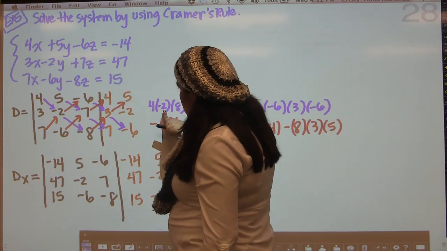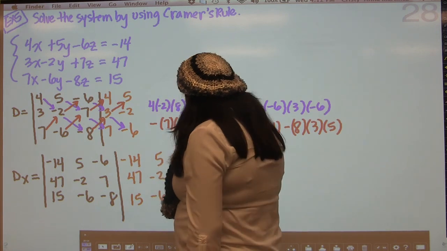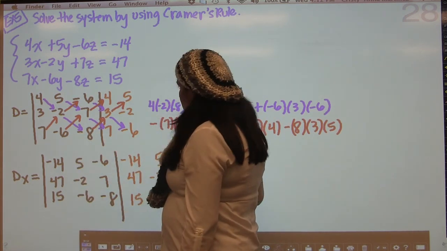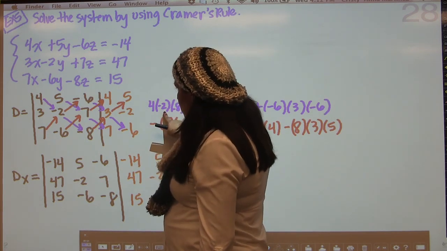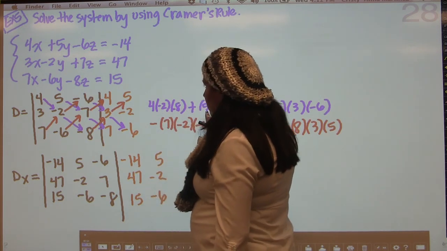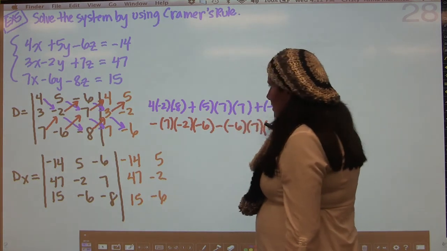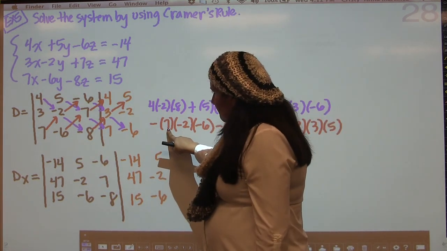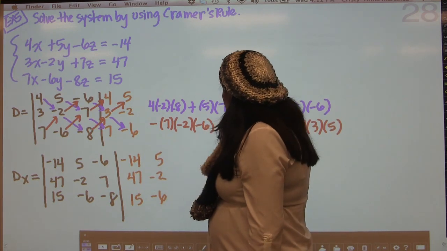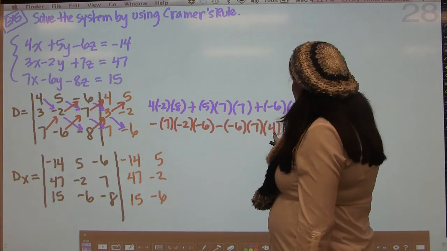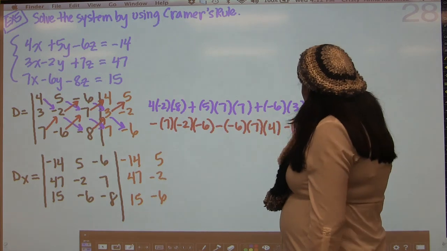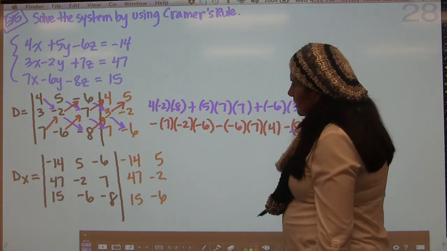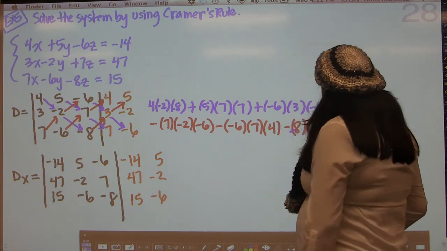4, negative 2, see, I've already spotted an error there. This is a negative 8, so you want to make sure I put my negative in there. So 4, negative 2, negative 8, 5, 7, 7, negative 6, 3, negative 6. And then for the red ones, we've got a 7, negative 2, negative 6, negative 6, 7, 4, and a negative 8. This should be negative 8, 3, and 5.